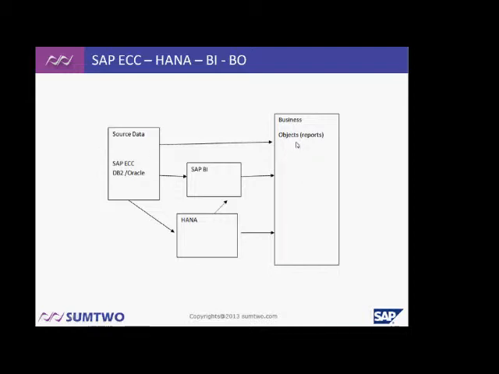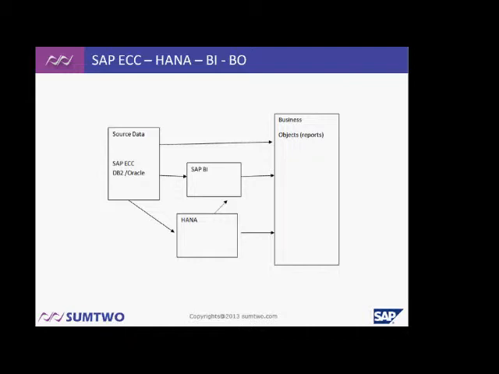The other possibility is business object reports can access the data directly from the source system, or it can consume the data through HANA. The data from the source system is dumped into HANA, which is an in-memory database, and then it is used in the reporting layer, BO. I will come to the difference between SAP BI and HANA, and the advantage of using HANA over SAP BI later on. But for now, these are all the possibilities.